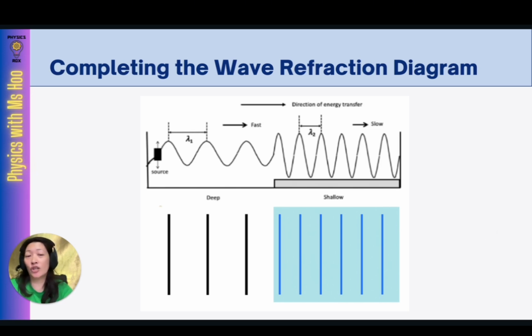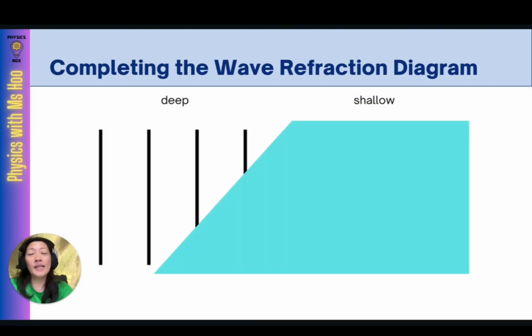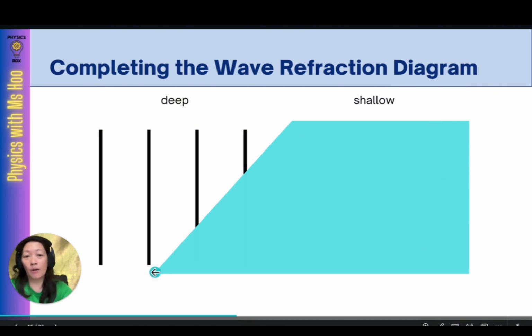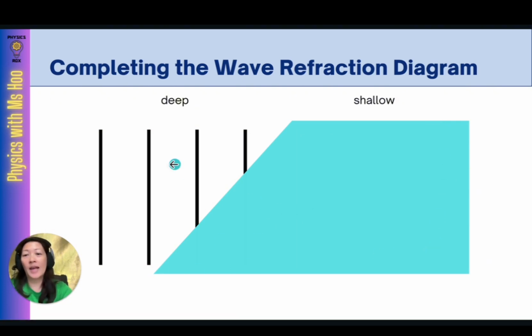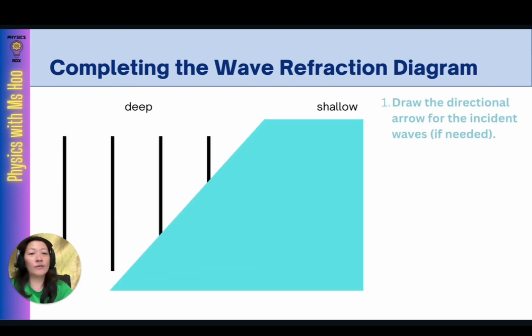But what if there is a change in direction? Let's look at how we can complete this kind of wave refraction diagram. We have over here a shallow region made up by putting a trapezium block at the bottom of the water. And we have wavefronts traveling from deep to shallow. What I'm going to do now is show you step by step how we can complete this wave refraction diagram. First thing we need to do is to draw the directional arrow for the incident waves if needed. Depending on the diagram you are given, sometimes they will give you only the wavefronts and sometimes they'll include the directional arrow.